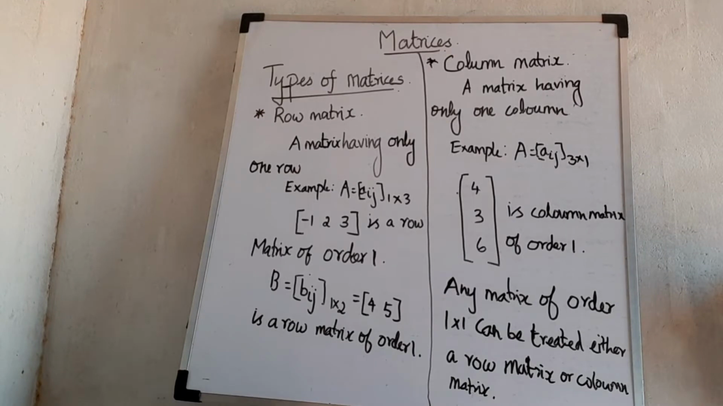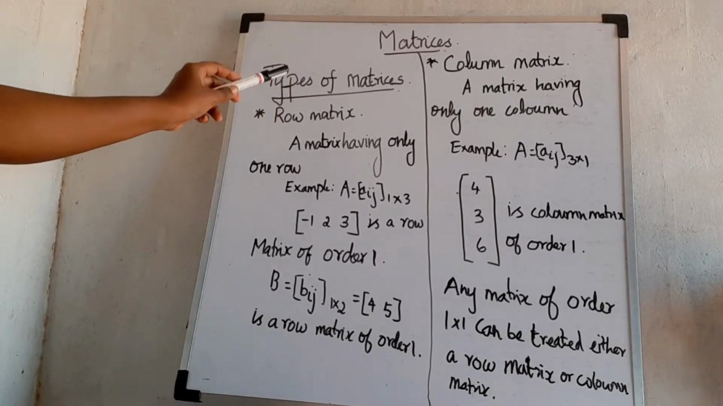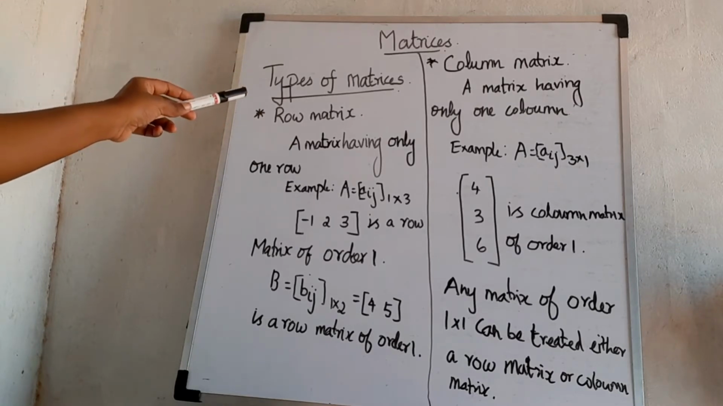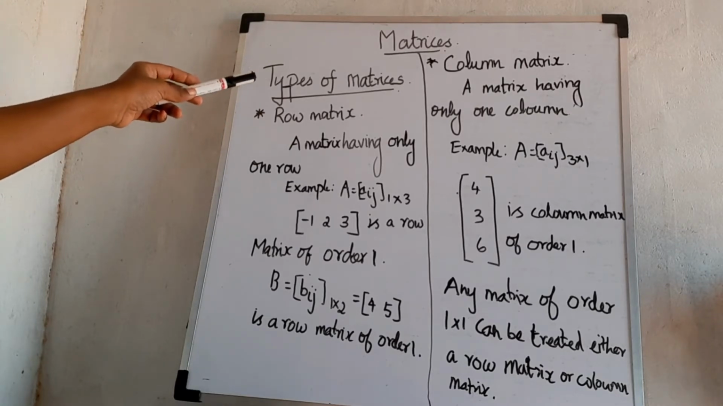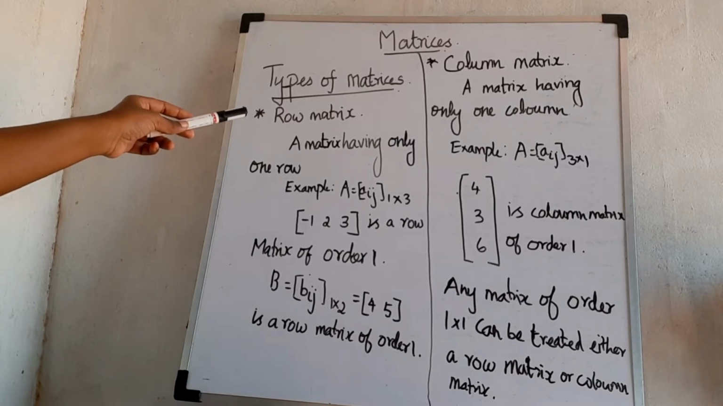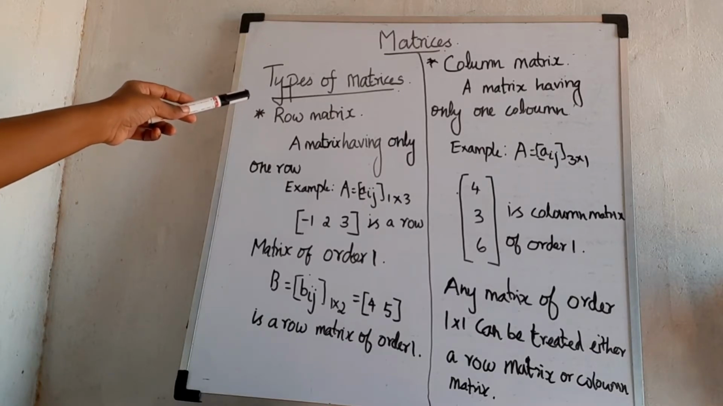Everyone, today we are going to see about the matrices. In that, first we are going to see about types of matrices. First one is a row matrix. A row matrix is a matrix having only one row.